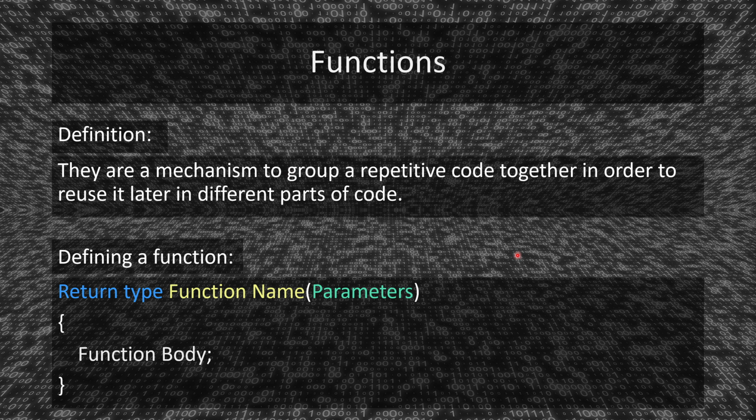Defining a function, how do we define a function? Simply, we write the return type of the function, the function name, and the parameters this function is going to take. And here we write the function body. The function body is the code that is going to run when you call this function. It's that simple.